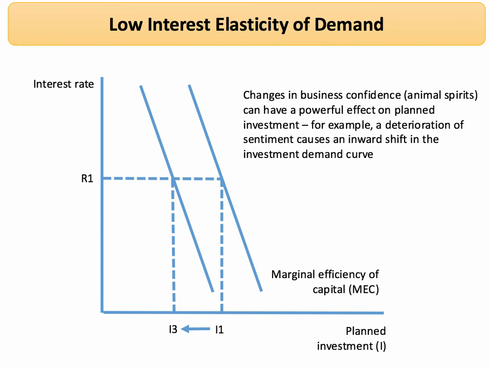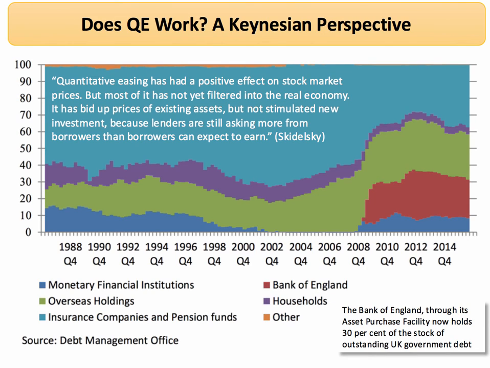Deterioration of sentiment causes an inward shift in the investment demand curve. So at any given rate of interest, R1, now we have less investment than we had before. And of course, that's what can happen in a recession. Interestingly, Keynes would have had views about quantitative easing.